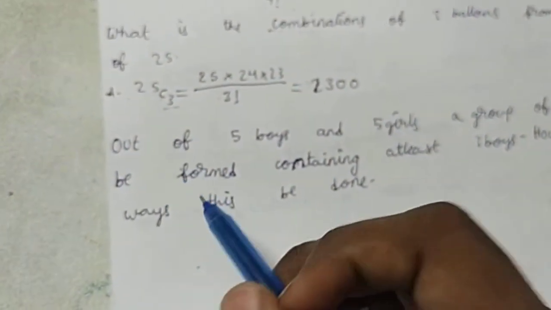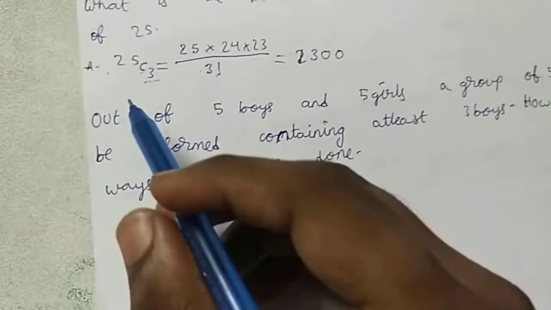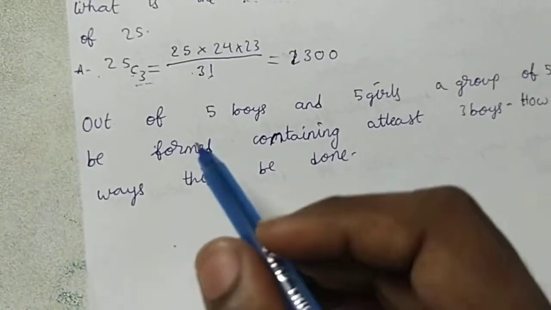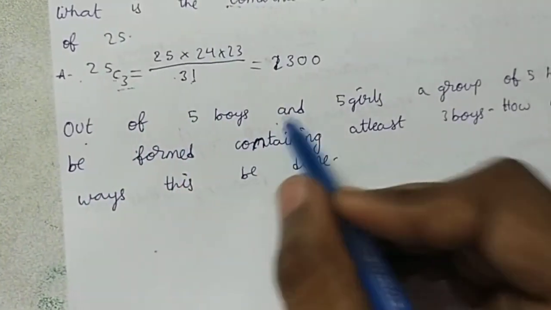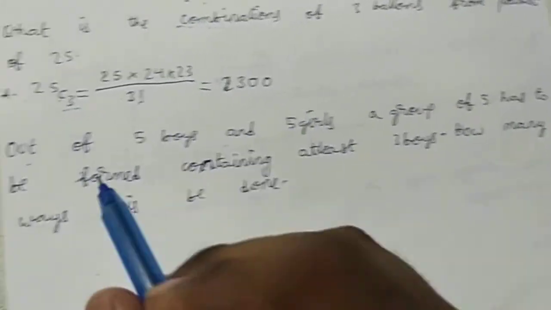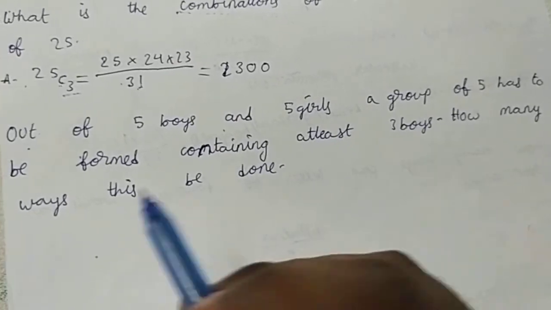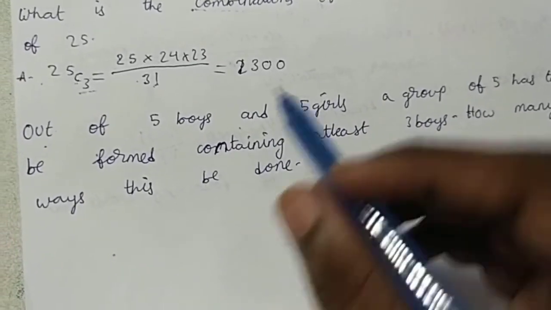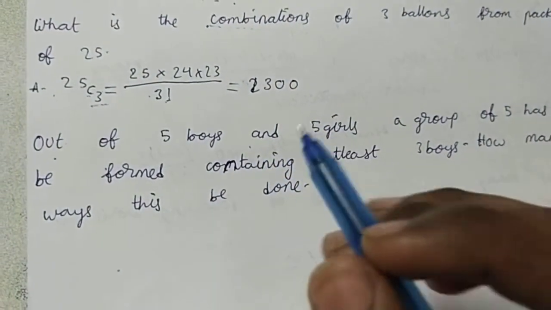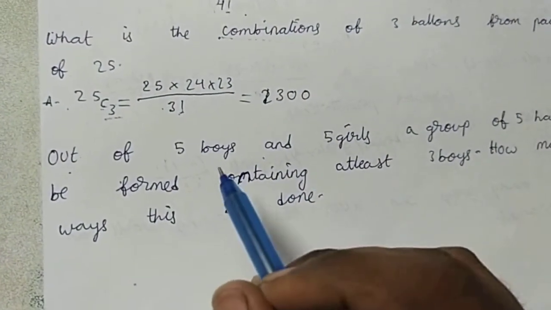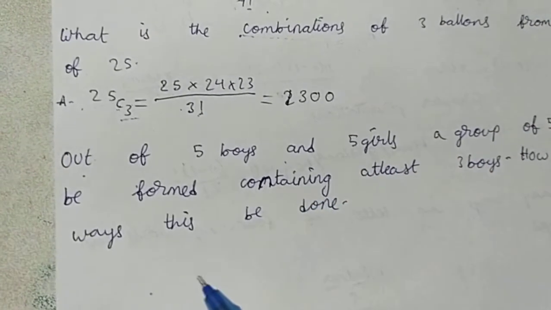This question is most important and is repeated often in competitive exams, so please listen carefully. They asked: out of 5 boys and 5 girls, a group of 5 has to be formed containing at least 3 boys. In how many ways can this be done? We already discussed that when words like combination, select, selection and containing appear, we have to use the formula of combinations.